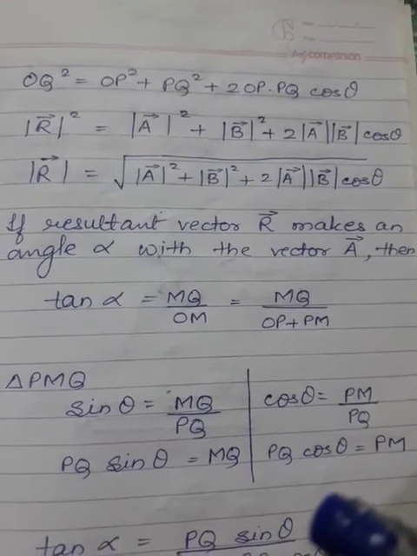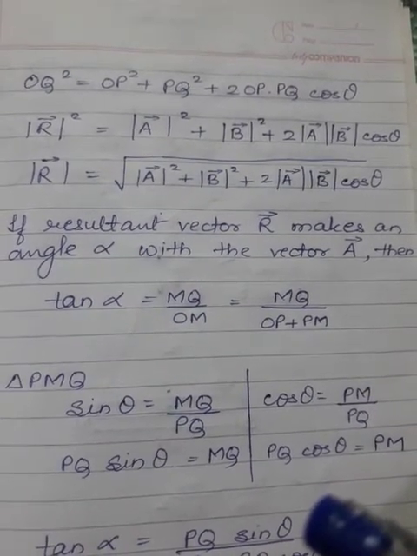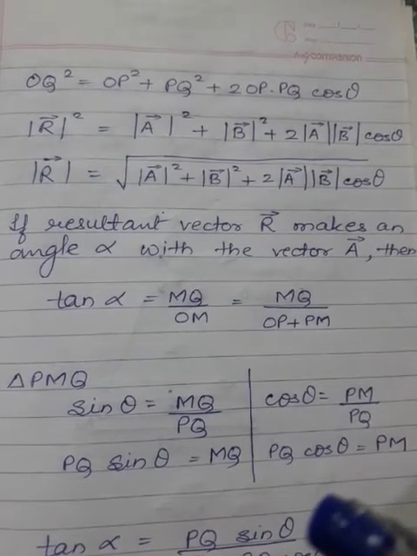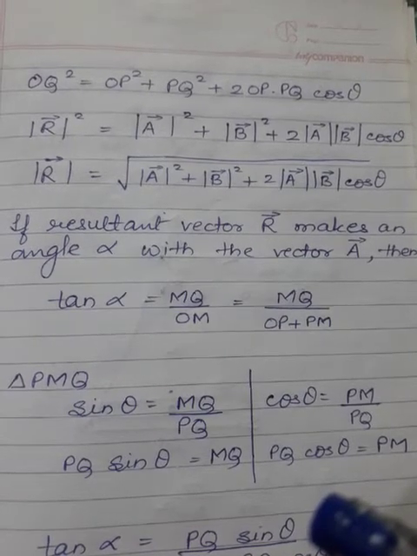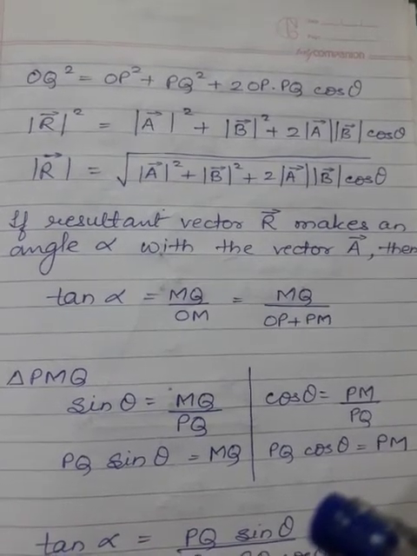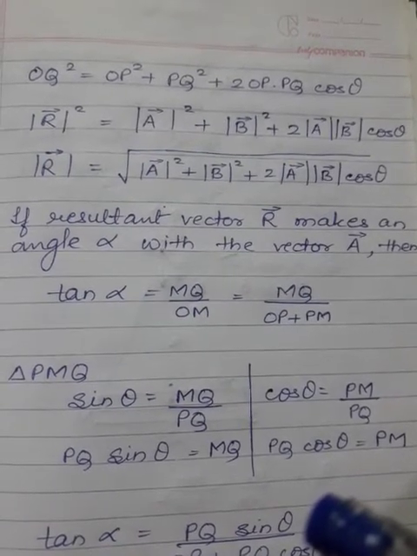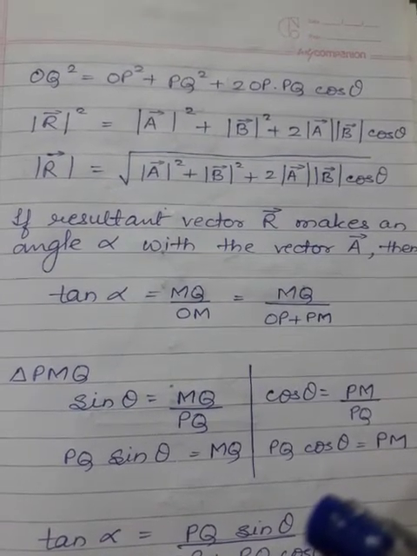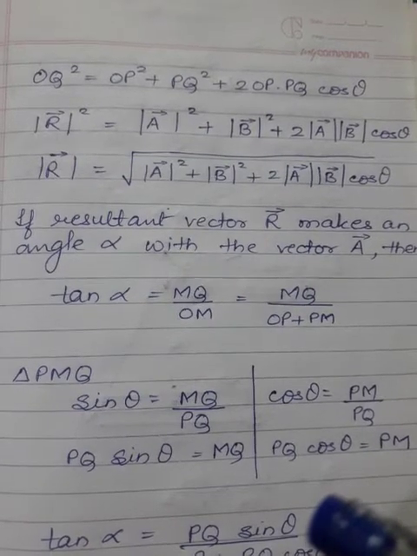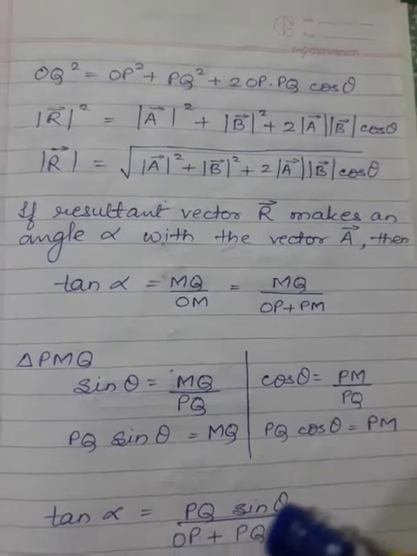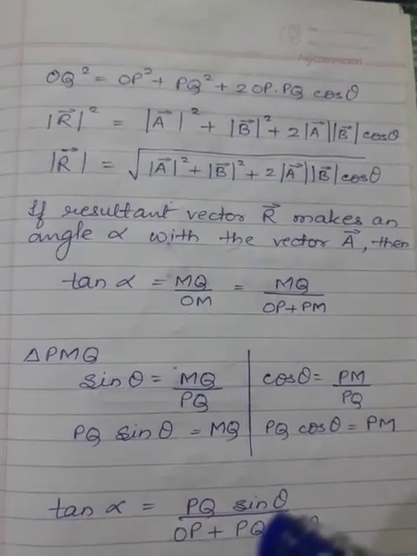Now, putting the values, vector R square is equal to vector A square plus vector B square plus twice vector A vector B cos theta. Vector R is equal to under root of vector A square plus vector B square plus twice vector A vector B cos theta.